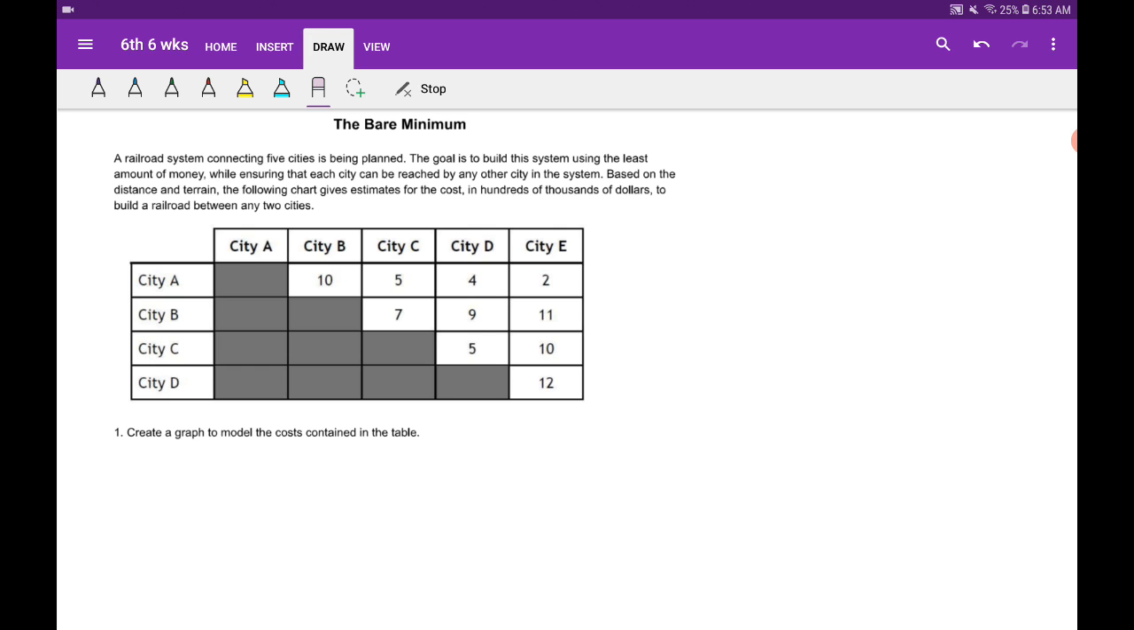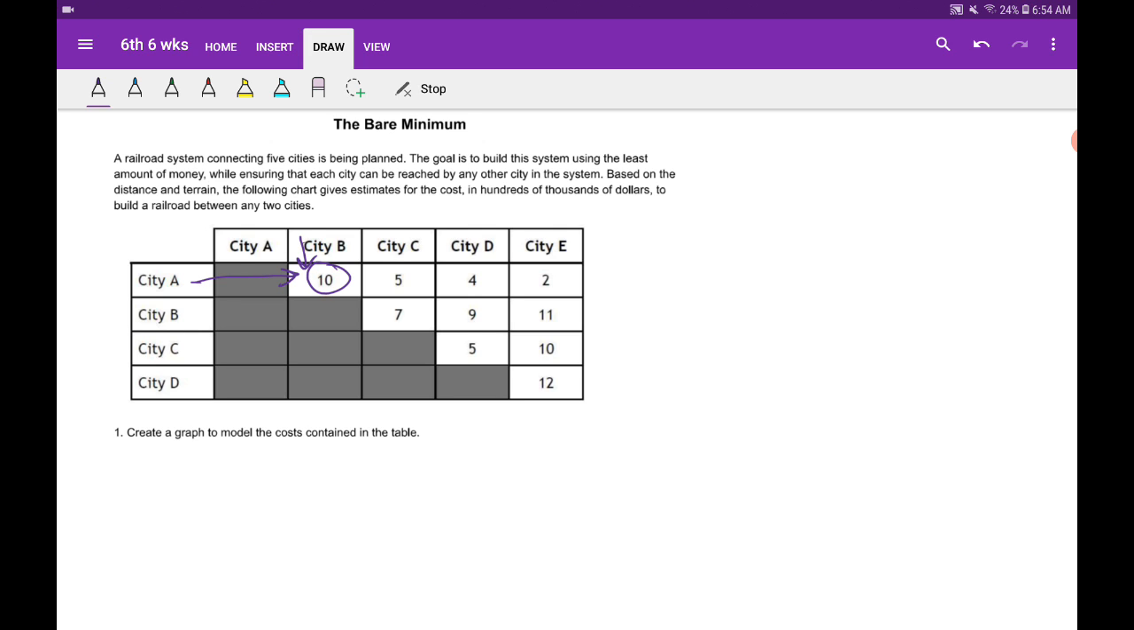So I got 5 cities, and we got this chart. If we look at this 10 right here, this 10 is going to cost $1,000,000 to connect cities A and B. So if you look at the cells, the cell where that 10 sits is city B and C and so forth. These darkened out ones, there's no rail lines to those cities in that way.